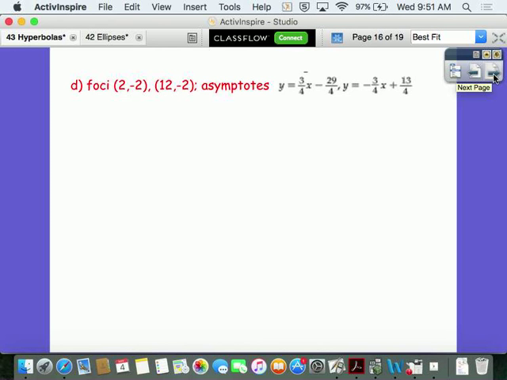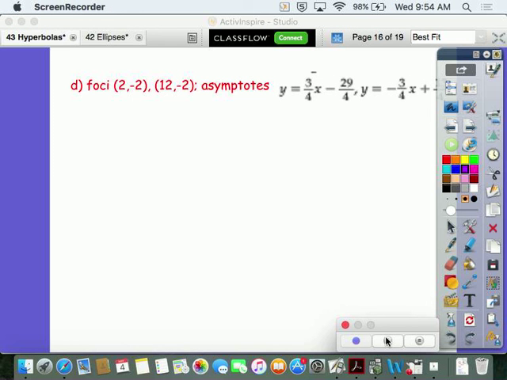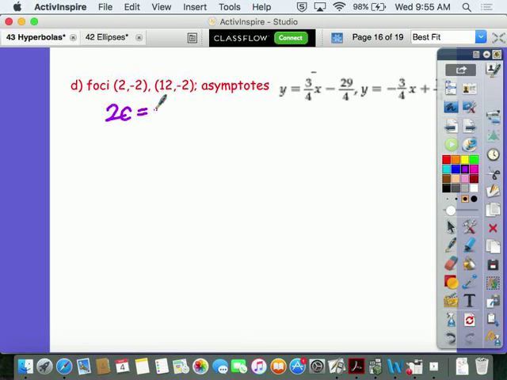Write in these asymptotes, and I want you guys to find a squared, b squared, and h and k. We were given the foci, which means we can find the value of c. So 2c equals 10, so c equals 5, so c squared equals 25. We actually could find a and b. It's 3 over 4. b is 3, which makes b squared 9, and a is 4.